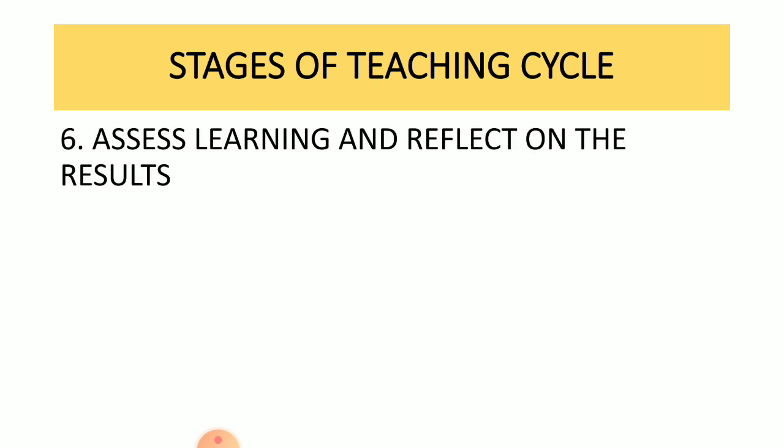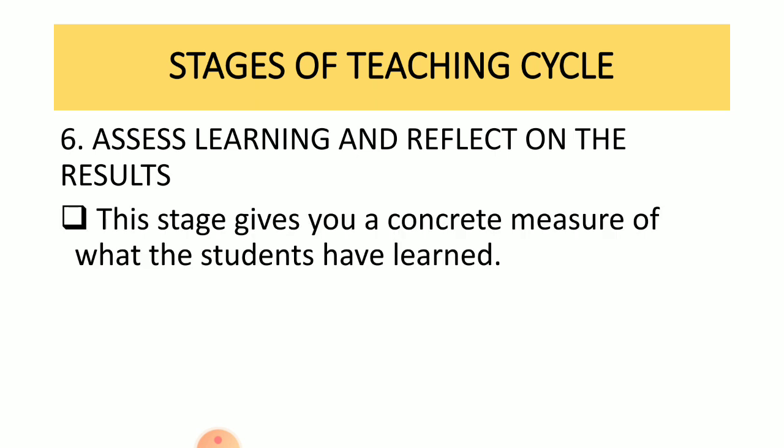6. Assess learning and reflect on results. This stage gives you a concrete measure of what the students have learned. In math, this is usually through a paper and pen examination. However, some authentic assessments may also be implemented. Take note that this stage does not end in assessing learning. You need to reflect on the result. After assessment and reflection, you will once again identify the next learning goals, and so the cycle continues.